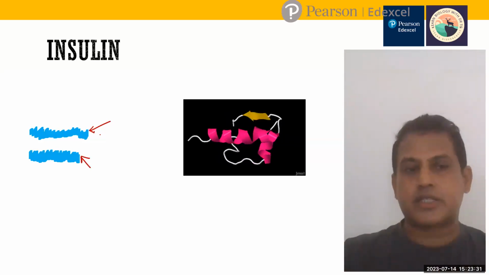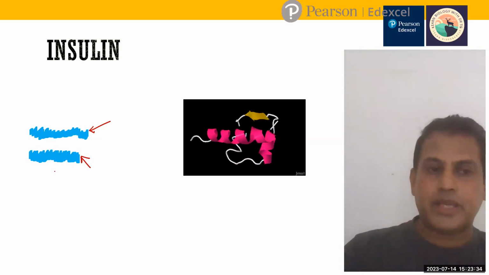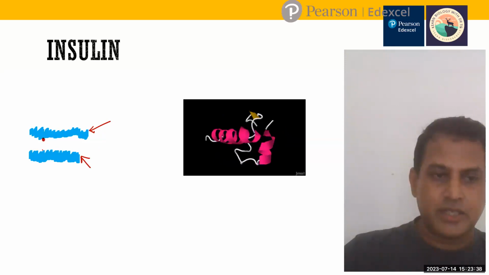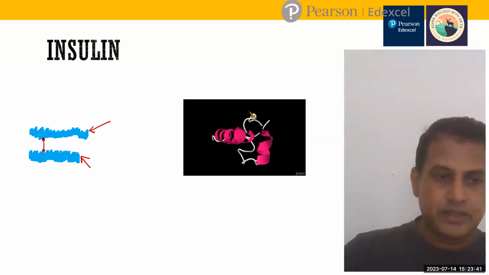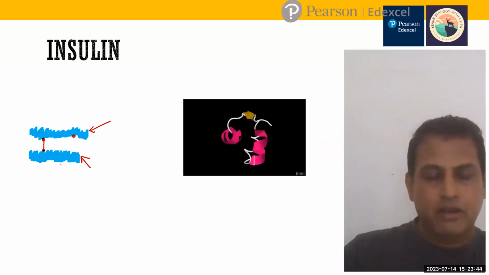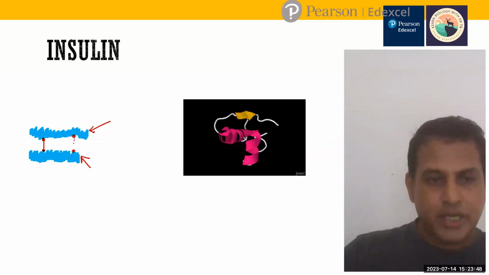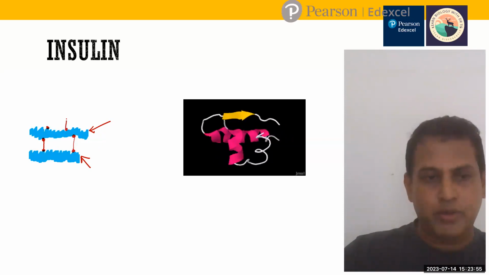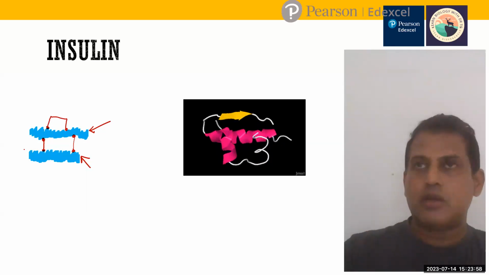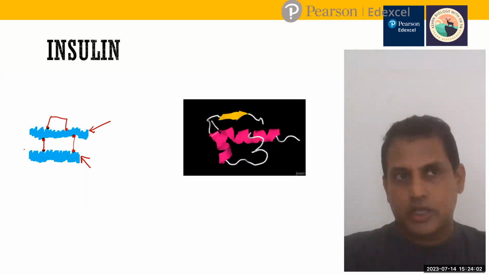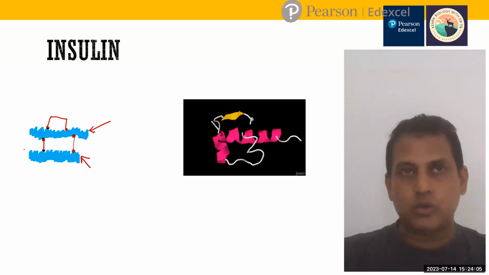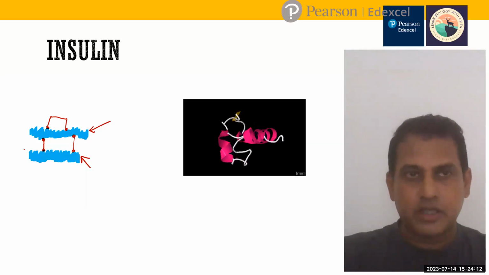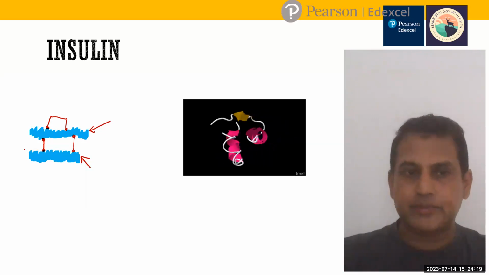Then two tertiary structures are joined together chemically. For example, here one amino acid and here one amino acid make a disulfide bond. And here another amino acid, here another amino acid, make another disulfide bond. Then here, within just one polypeptide chain, is another disulfide bond. Basically, if two or more tertiary structures are joined together chemically, we call it quaternary structure. Then insulin has quaternary structure.